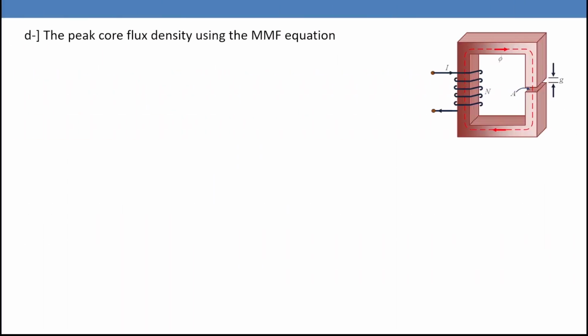So now we can calculate the peak flux density. We calculated N, the number of turns, we calculated the current. So we can use the MMF equation where Ni equals phi times reluctance and phi equals B multiplied by A, which is the area, so we can calculate B. But bear in mind, in this equation, you need to adjust it to have the peak value by multiplying by root 2.